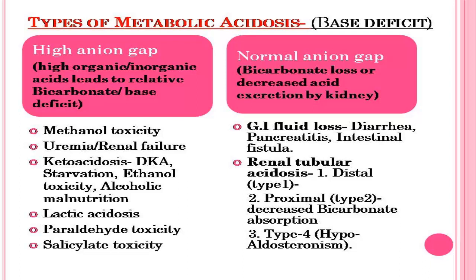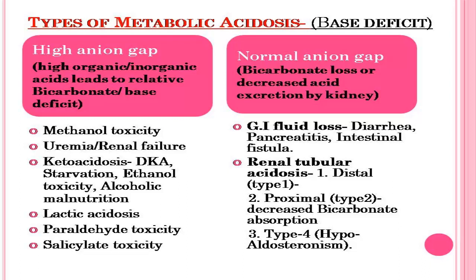glass full of water. In the water there is bicarbonate as well as acids in an equilibrium form. But if you go on adding organic acid or inorganic acid inside that glass, what happens? There will be relative base deficit. There will be excess of acids added, so the solution will be acidic. This is the thing that happens here in case of high anion gap metabolic acidosis. There will be excess inorganic or organic acids added to the system due to any cause, which leads to the relative bicarbonate deficit. Now what are those causes?